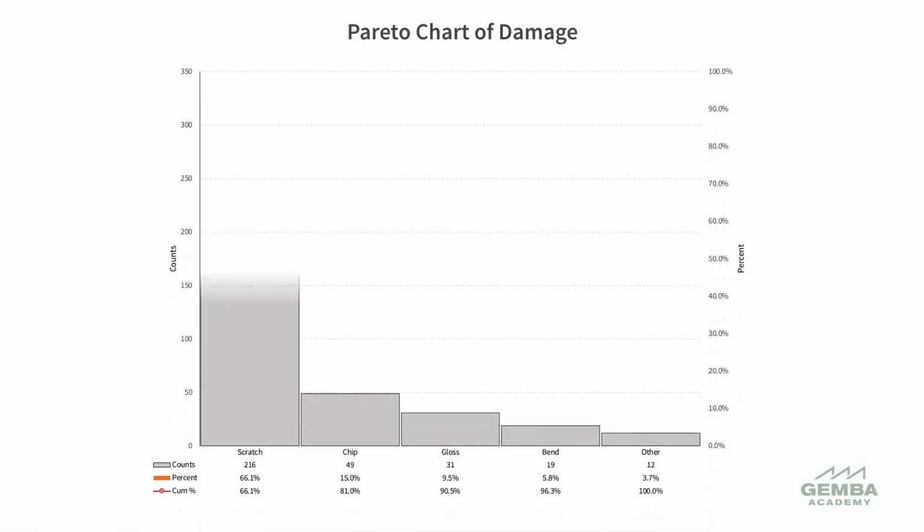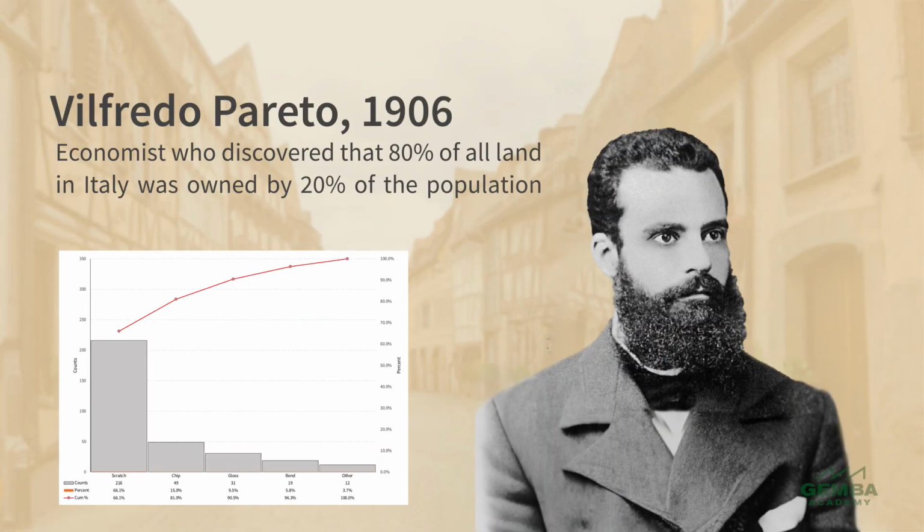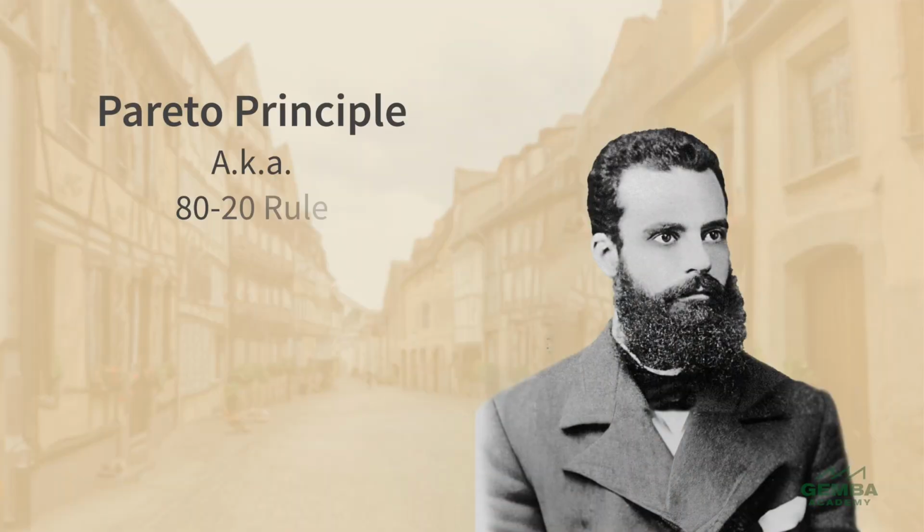The Pareto chart is a bar chart that's been sorted in order of decreasing frequency. This chart gets its name from Vilfredo Pareto, who observed in 1906 that approximately 80% of the land in Italy was owned by 20% of the population. We see the same principle at work in quality control when we see that approximately 80% of all effects come from 20% of the causes. Many people are familiar with this as the 80-20 rule.